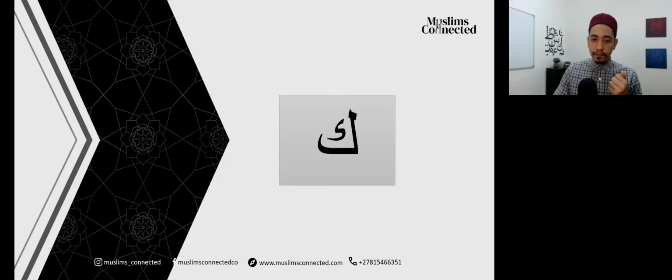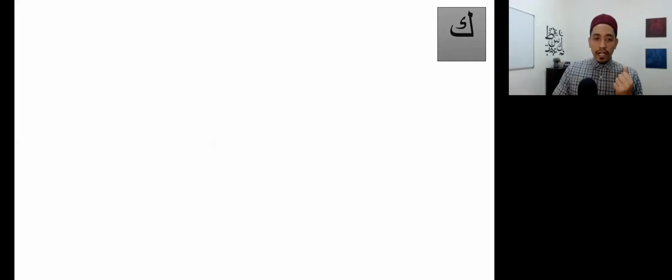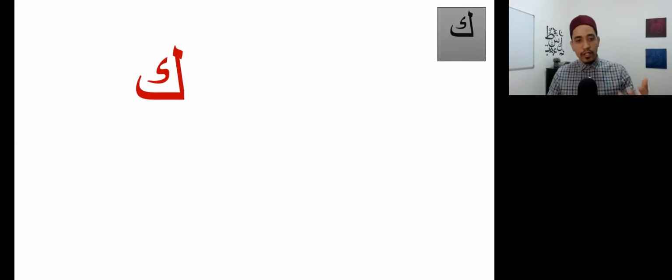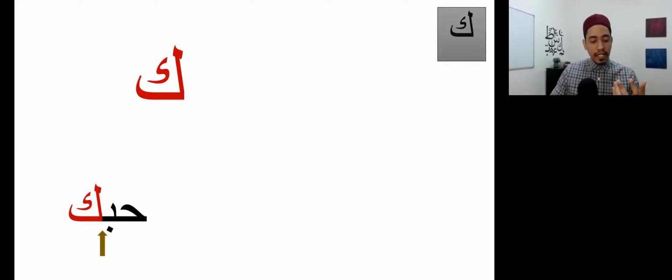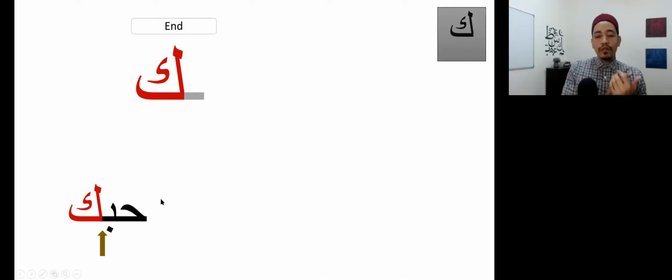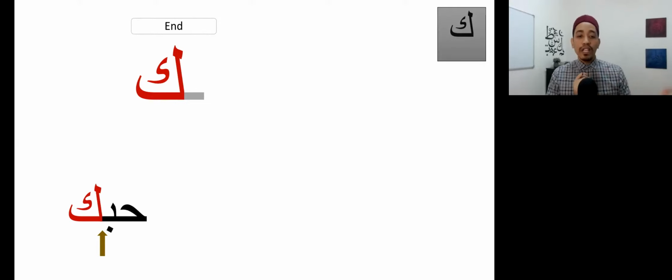Let's have a look. So the letter Kaaf, the first shape is its original shape, and that's this one over here. So let's see in a word. Here you can see the letter Kaaf, right? It's at the end of a word and is joined to the letter before it. No problems here. This is how it looks at the end of a word. So this letter, always at the end of a word, as long as there's no letter joined after it, is going to look like this.